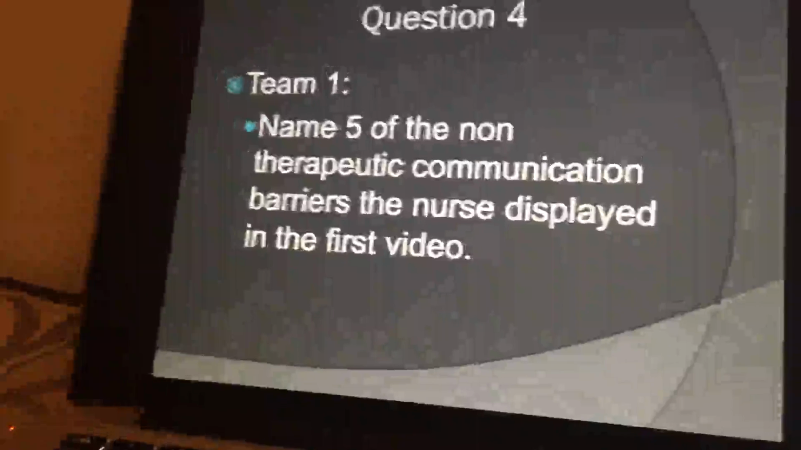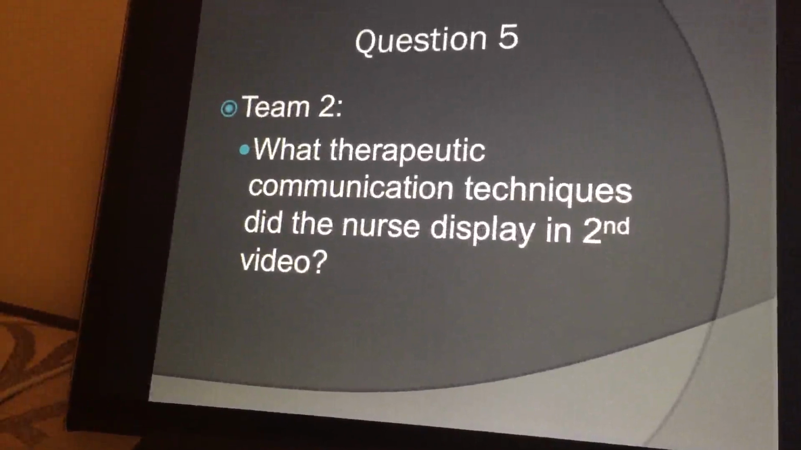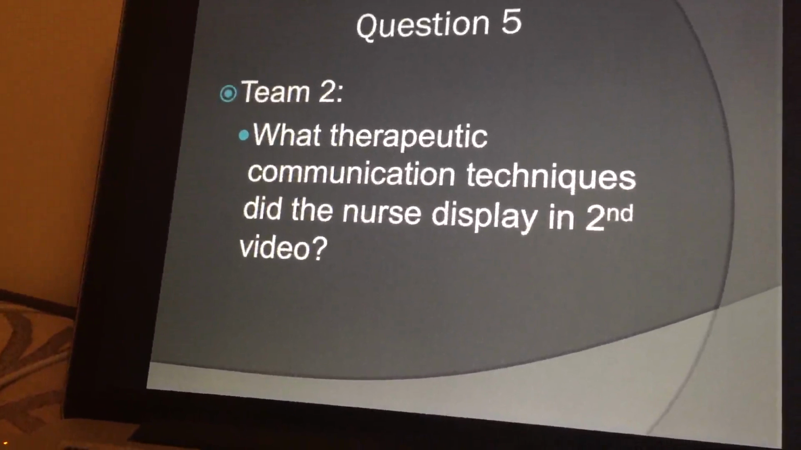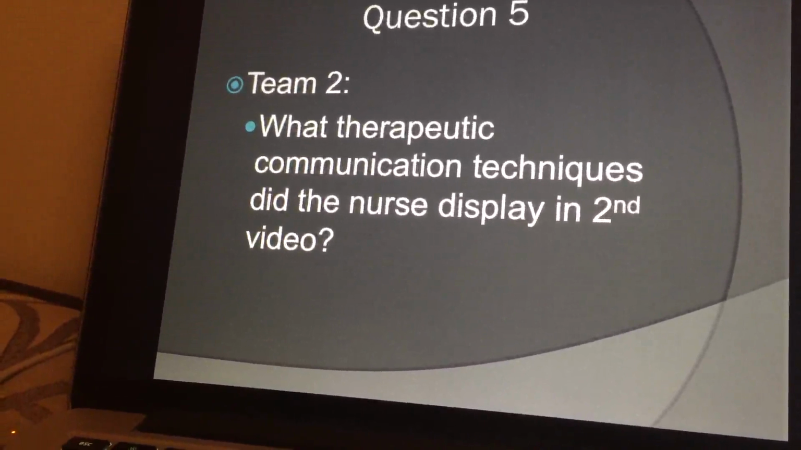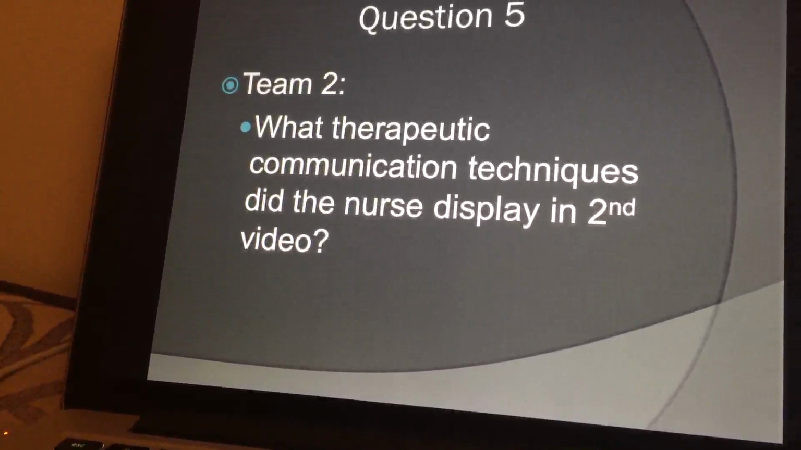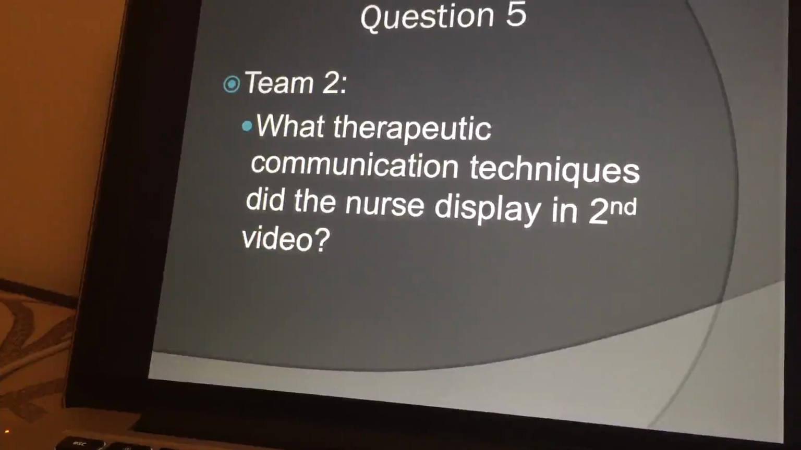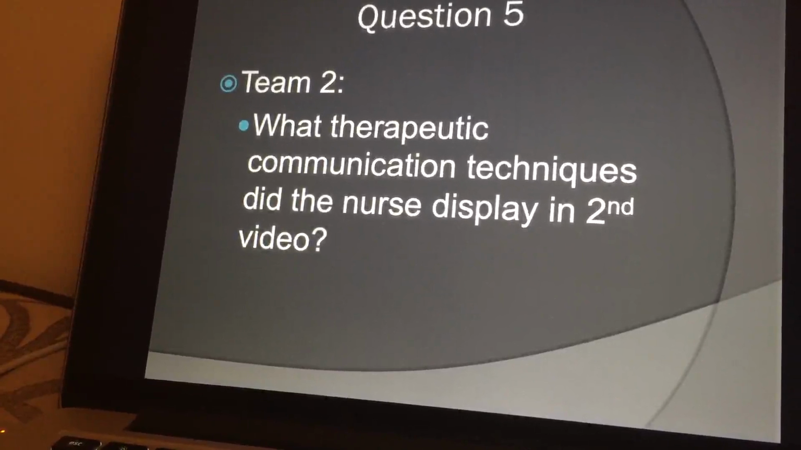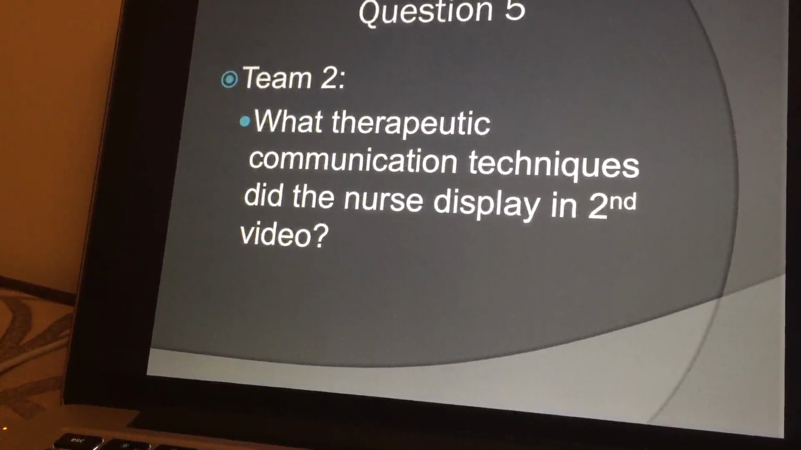Now, at this time, Team 2 will have 2 minutes and they will report back on what therapeutic communication techniques they saw in the second video.